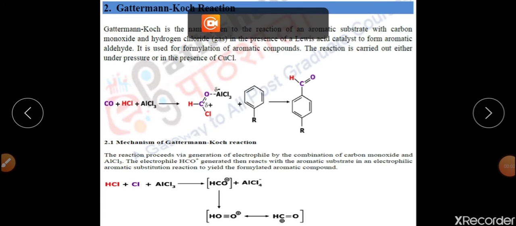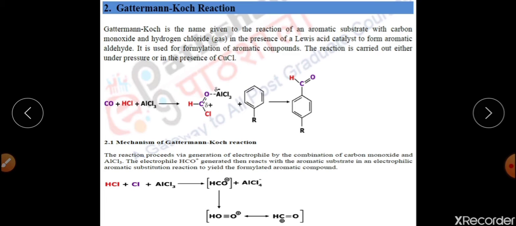Today, we are going to discuss some more reactions that include the mechanism aromatic electrophilic substitution. And in these reactions, the first reaction is Gattermann-Koch reaction. Gattermann-Koch reaction is a synthetically important reaction, but with some limitations.